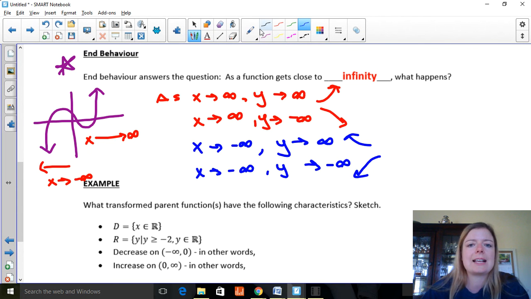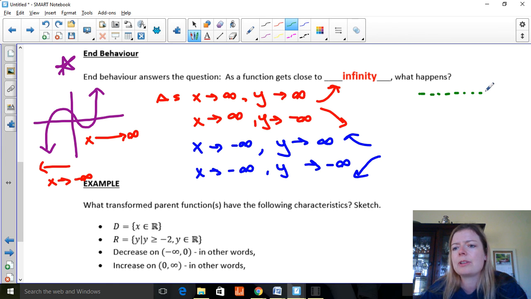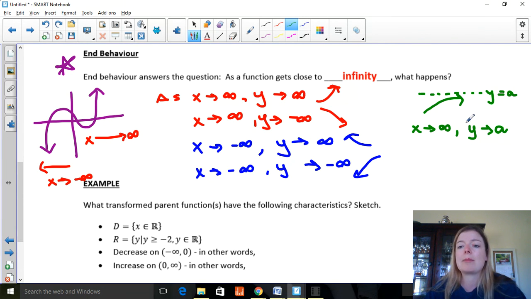Now, what about if there are asymptotes? And you're like, Mrs. Weeds, I didn't leave room for this. I'm sorry, guys. I hope you did. If not, just get an extra piece of paper. Sometimes you can have an asymptote at, let's say, y equals a, and it looks like this. So then you would say, as x approaches infinity, y is approaching a, that number, whatever it is.